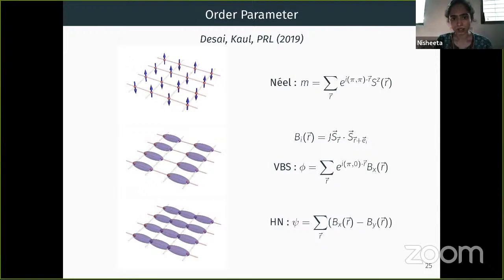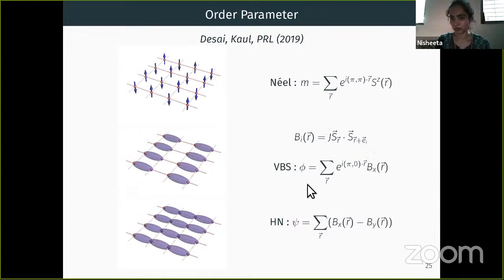So I'm just defining some order parameters. The M here is a staggered magnetization. Here are the order parameters of the VBS and the Haldane nematic phases. For that, we need to define the bond operator. Suppose B_i is the bond in the i direction. I just take the dot product of the two spins on that bond to get the bond operator.